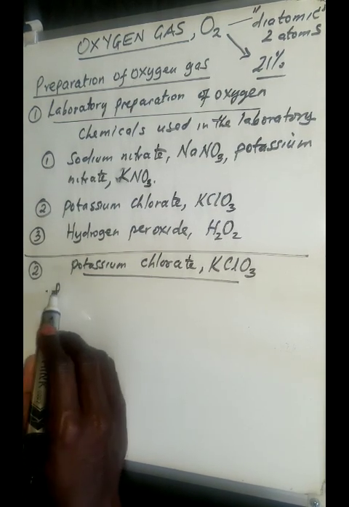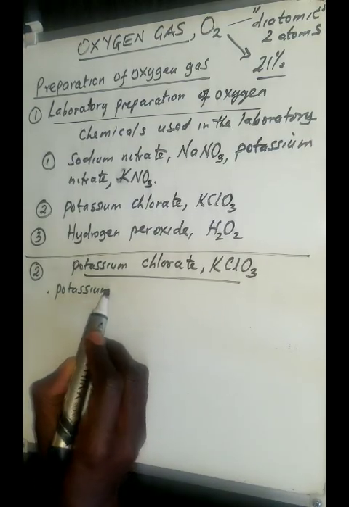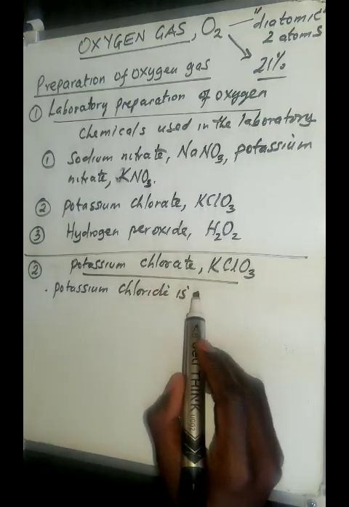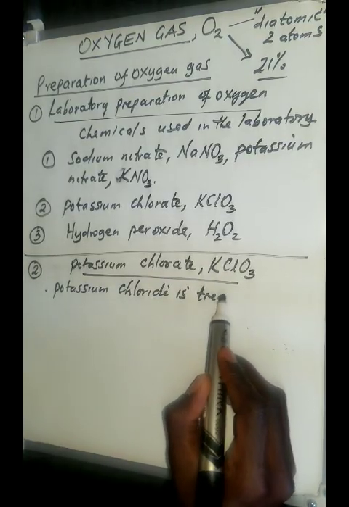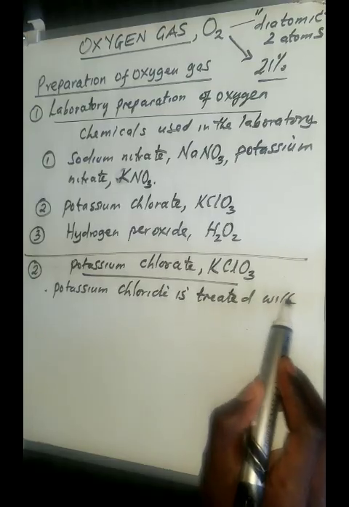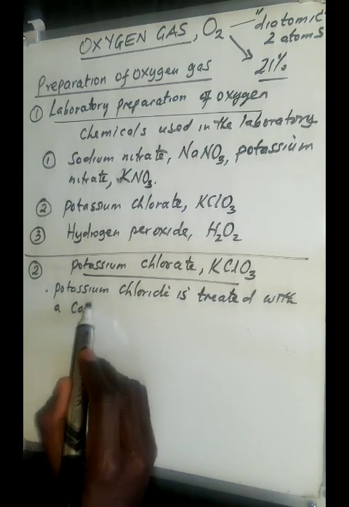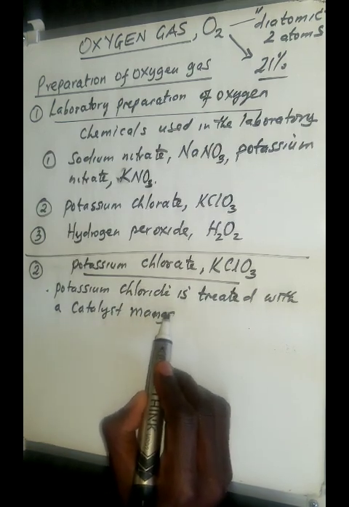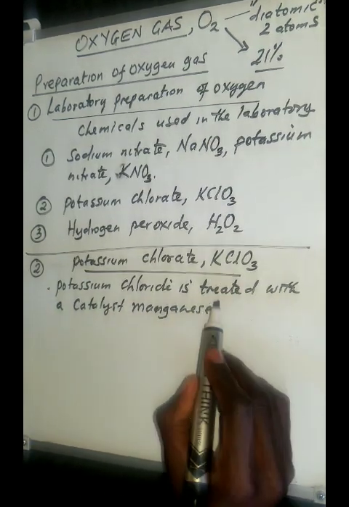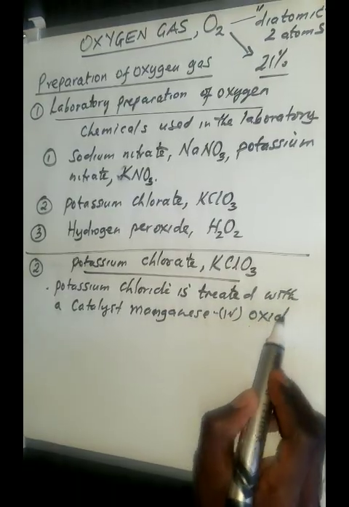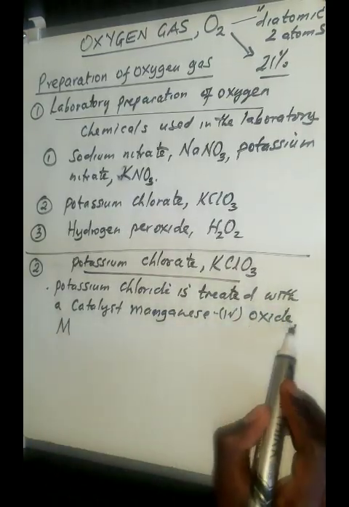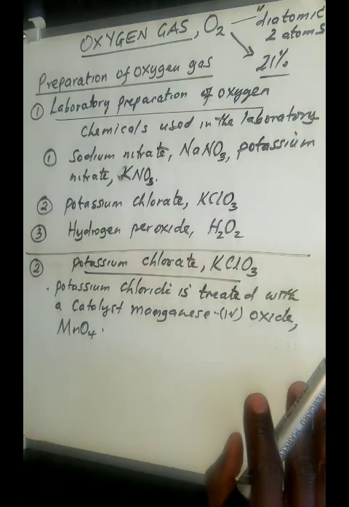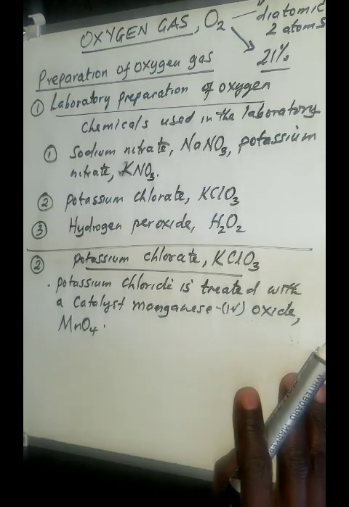So I can say that potassium chlorate is treated with a catalyst, for which we use manganese 4 oxide. So that is the name of the catalyst that we use, manganese 4 oxide. So upon heating, you are going to find that oxygen is also going to be produced.